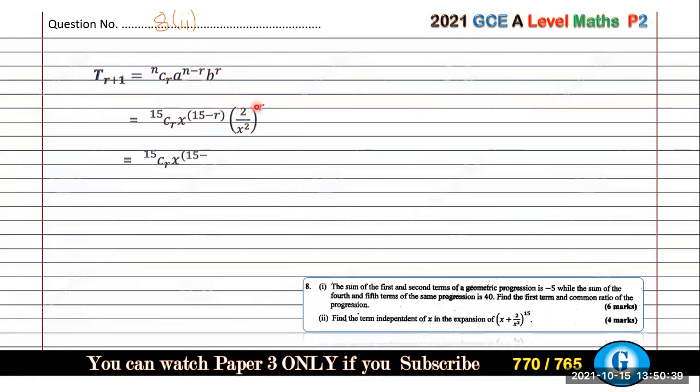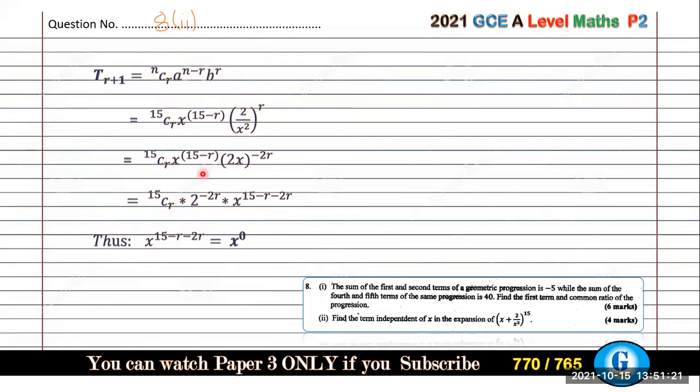We simplify it. We have x to the power 15 minus r times 2. You can write 1 over x to the power 2, all raised to the power r, as x to the power minus 2r. Can you see? So you can write that it's 2 to the power r times x to the power minus 2r. The terms with x to the power something are of our interest. So the general term will be given by 15 combination r, 2 to the power r, x to the power 15 minus r minus 2r. So this gives us x to the power 15.